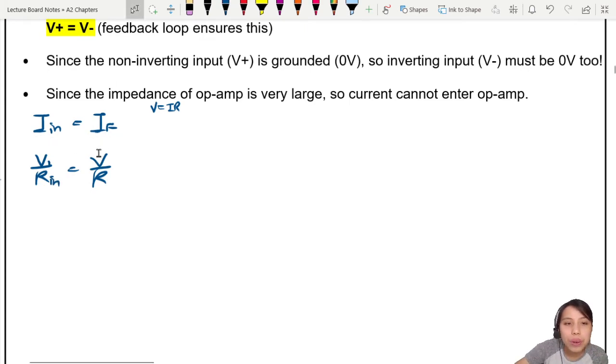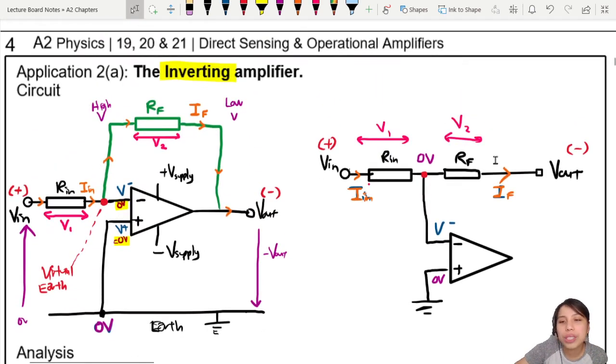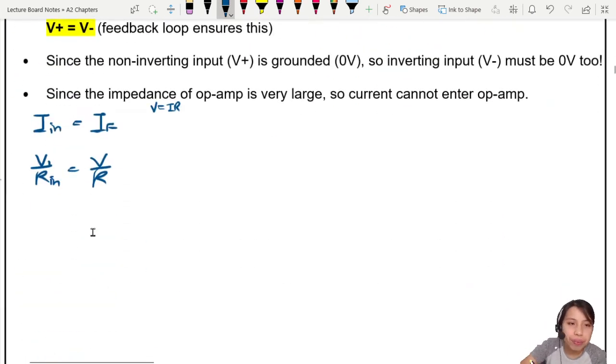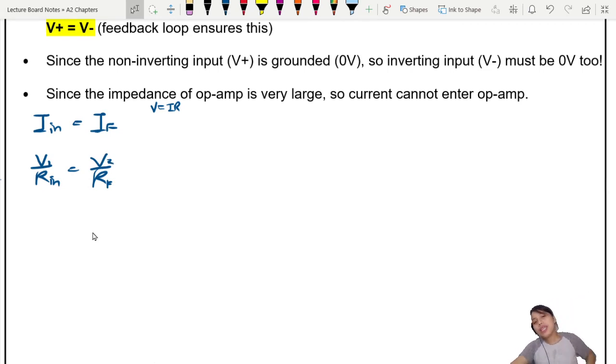How about the one for feedback? This is the one for feedback. So this one, feedback current will be V2 over RF. So V2 over RF is going to be the current. That's how you can calculate with Ohm's law. VIR, you VIR everything. So let's write there V2 over RF. Alright, but we want an equation for gain.